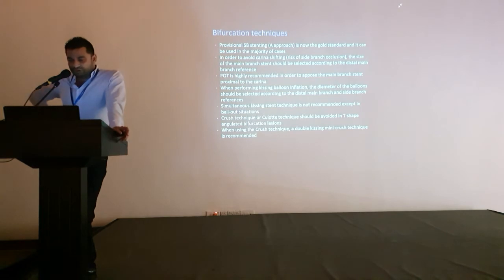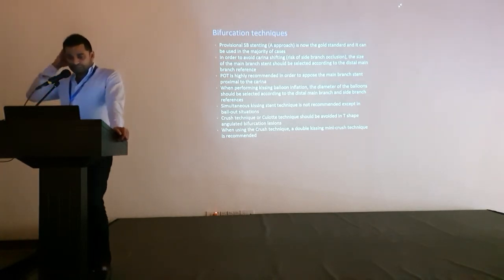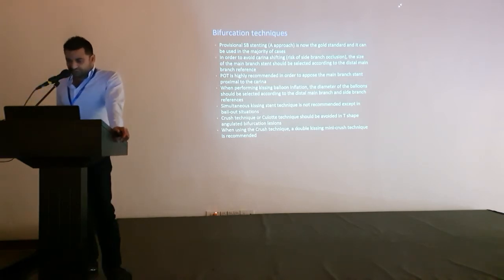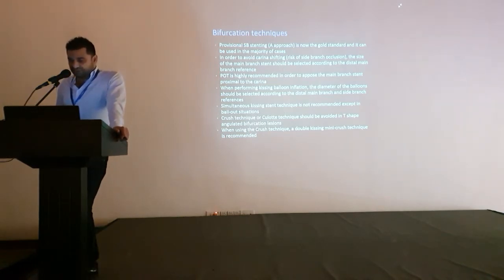And when performing kissing balloon, the diameter of the balloon should be selected according to the distal main branch and side branch references. Simultaneous kissing stent technique is not recommended, except in bailout situations. The crush technique or culotte technique should be avoided in T-shaped angulated bifurcation lesions. And when using the crush technique, the double kissing mini crush technique is the favored approach.